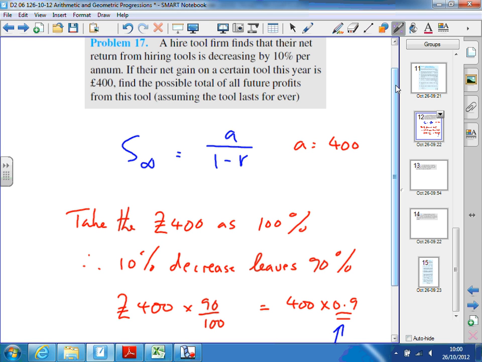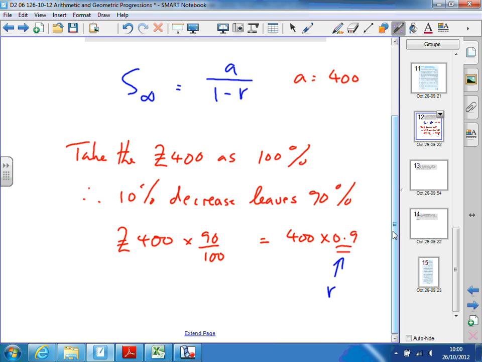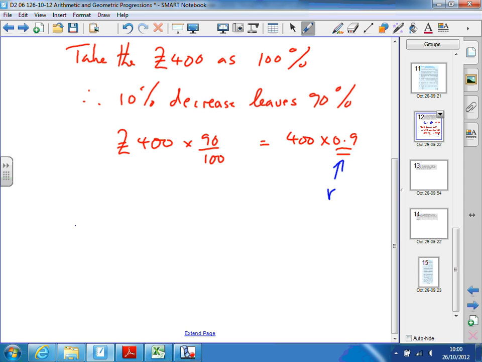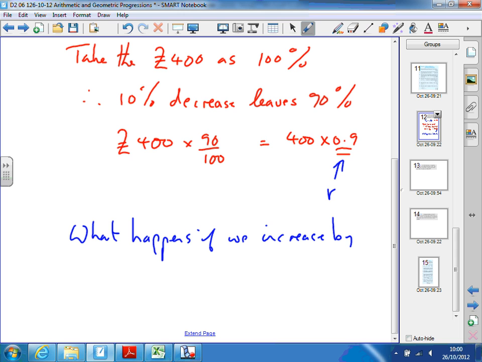If it's an increase, say if their firm was making a profit and it was gradually going up, which seems unlikely for a hire firm, but let's say it's increasing by 10%. If we take our 100% as a start point, what happens if we increase by 10%? Right, Tom, good, yes, 10%. Then we add 10% to get 110%. And how do I find 110% of something? I find 110 divided by 100, or 1.1. So in that case, the common ratio would be 1.1.